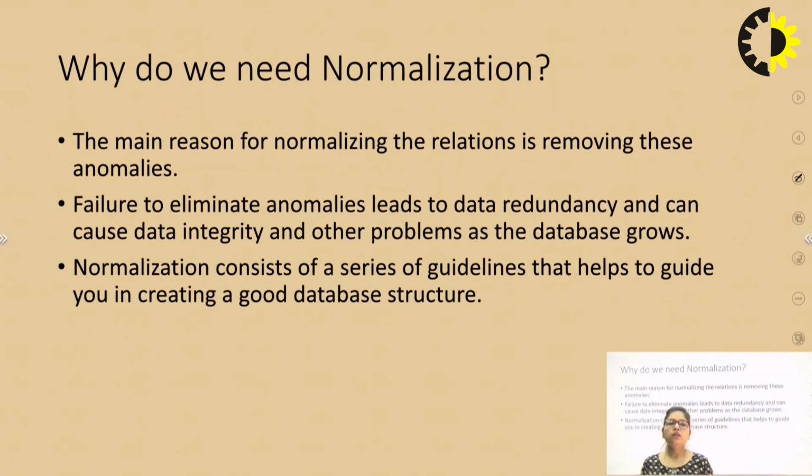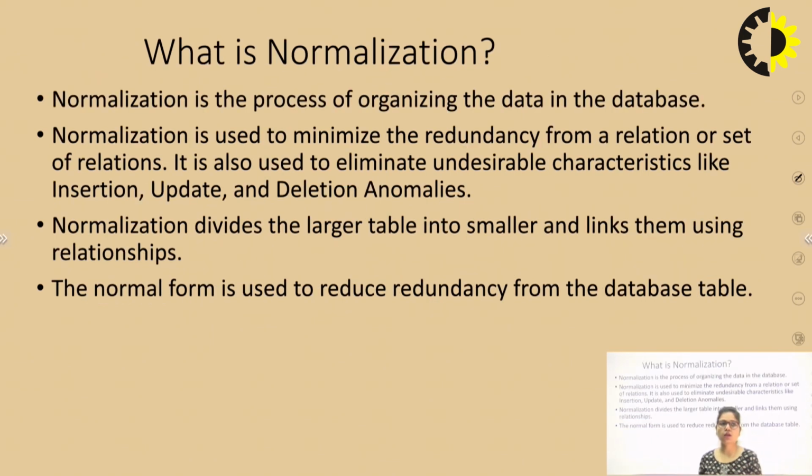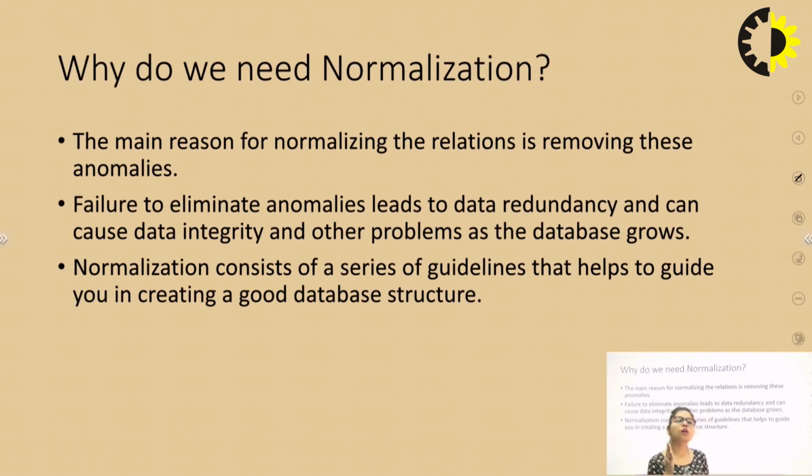Why do we need normalization? The main reason for normalizing the relation is removing these anomalies. In a previous slide, I explained what the anomalies are, like insertion, deletion, updation. These are the anomalies. With the help of normalization, we remove these anomalies. Failure to eliminate anomalies leads to data redundancy and can cause data integrity and other problems as the database grows.